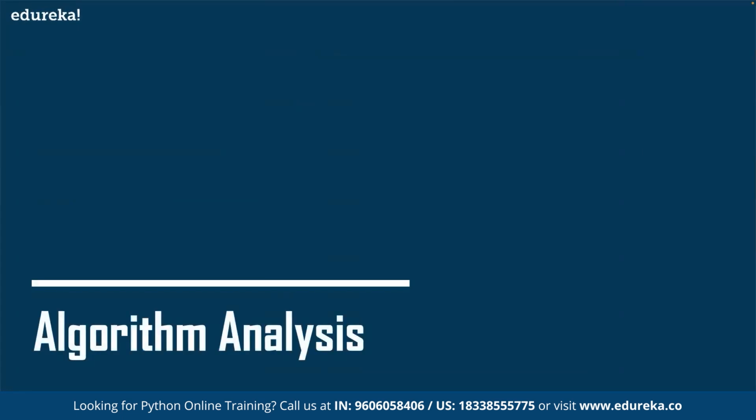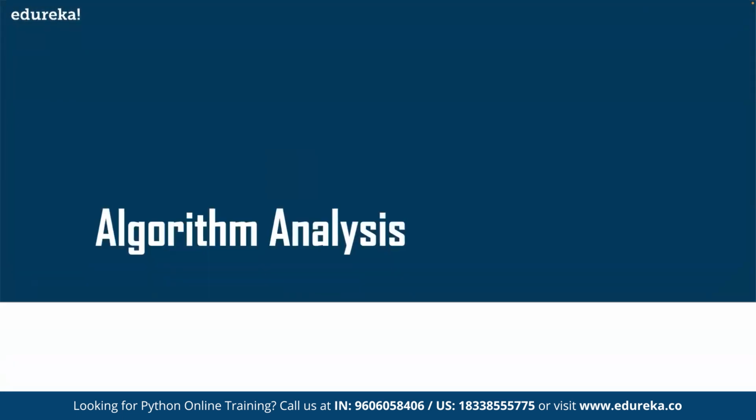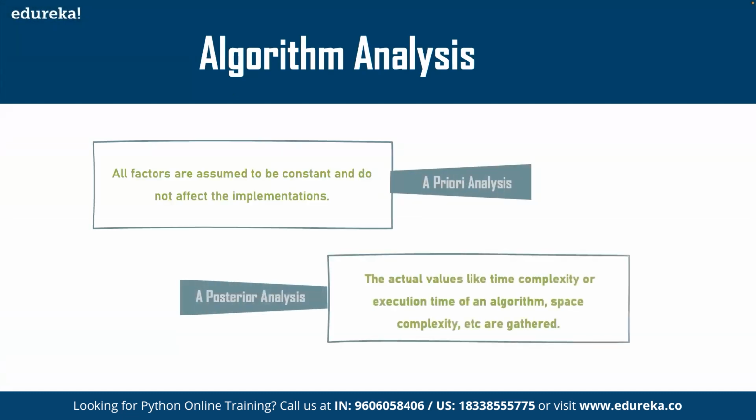Then, when we talk about algorithm analysis, these are the analyses that we generally take up. We have the a priori analysis, in which all the factors are assumed to be constant and do not affect the implementation. And when we talk about the posterior analysis, the actual values like the time complexity, the execution time of an algorithm, and the space complexity are gathered.